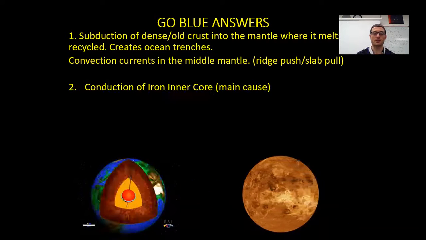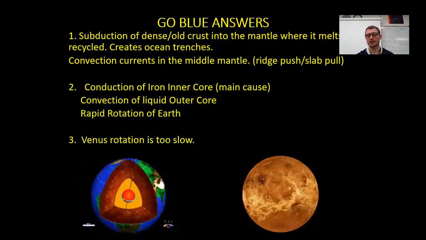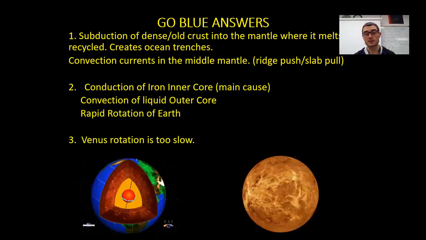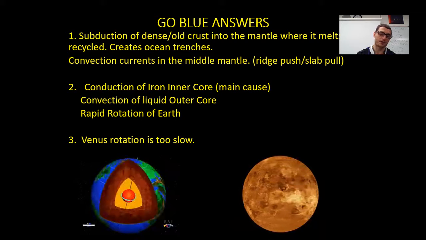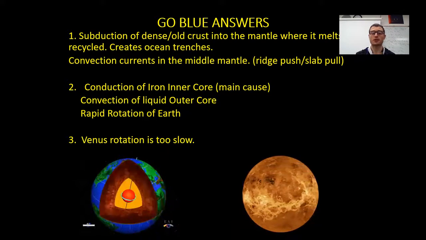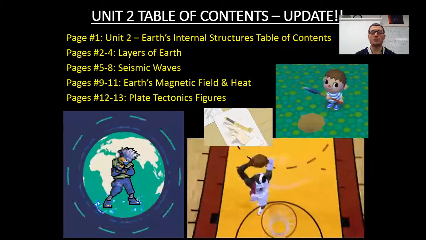Okay, so again, for number 3, it's a very short answer. Venus rotation is too slow. In fact, Venus spins backwards compared to Earth, and we think that's because an asteroid hit it millions or billions of years ago, potentially. Okay, so let's go ahead and move on.